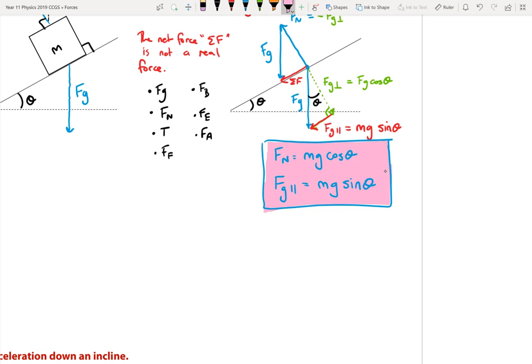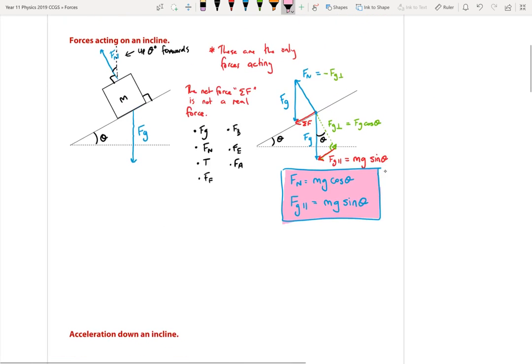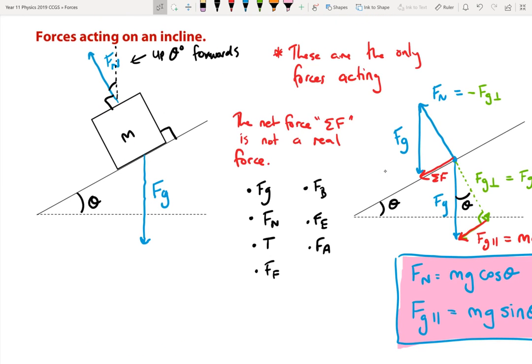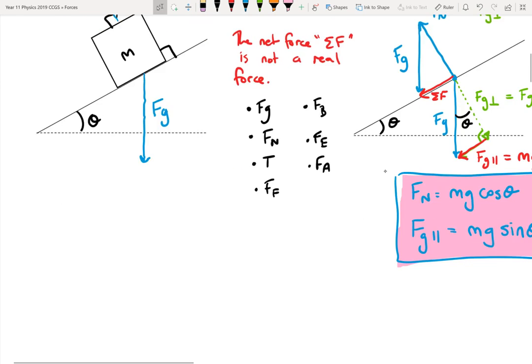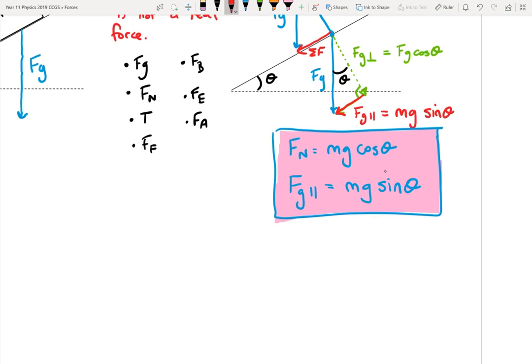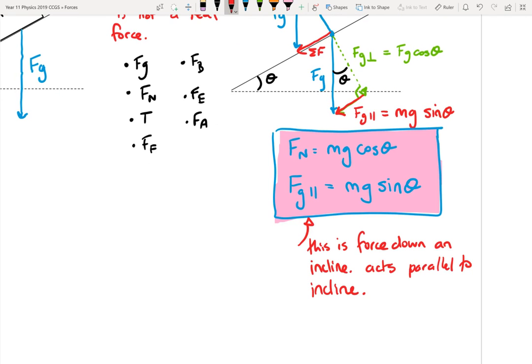So, if we go back to this diagram, I've now figured out that that has a magnitude of mg cos theta, and the net force, when I add these two together, is always acting down the incline. So, a couple of things underneath this box. It acts parallel. Always parallel.